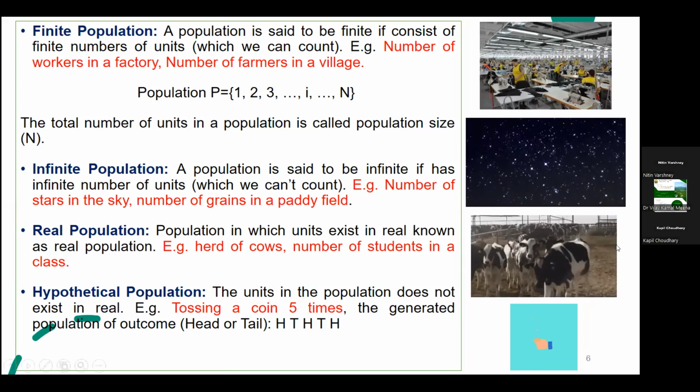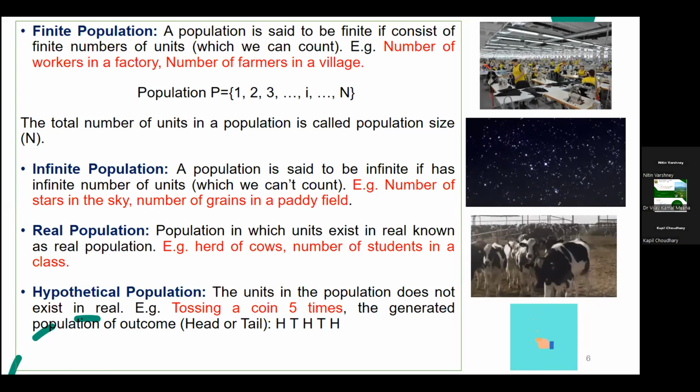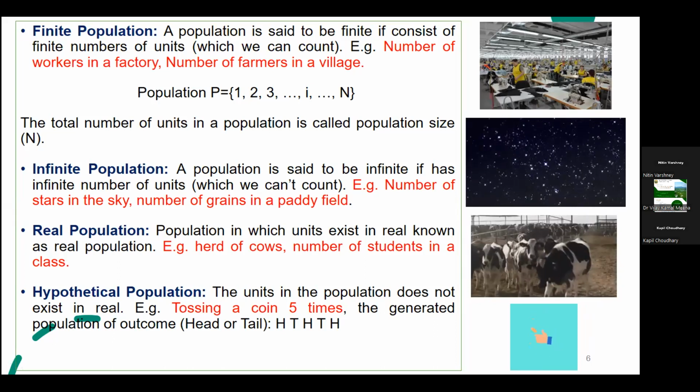For example, a herd of cows and the number of students in a class. So this is called a real population. Now we can generate our hypothetical population also. In which situation? Suppose in some survey, experiment, or research, we don't have a real population.